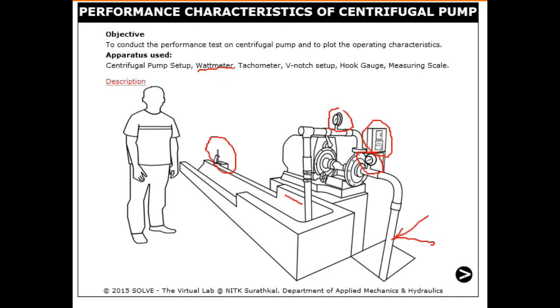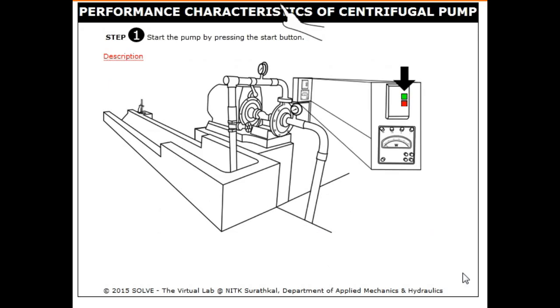After this you can press the next button. The next step is to start the pump by pressing the start button. What you see here is the start button. You can see this board has two options: one is the energy meter or wattmeter, along with the start and stop button.